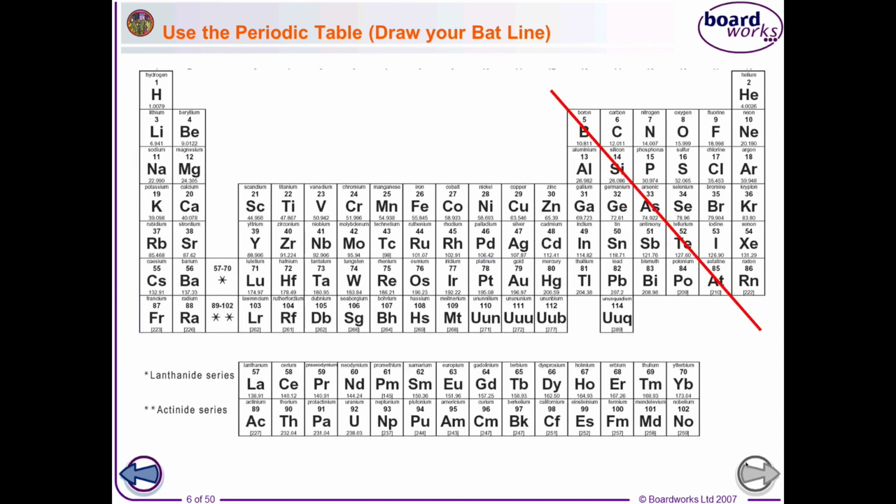Now, a bat line is simply a line running from boron down to astatine, hence the name bat. What that does is it separates the metals, which are on the left, from the non-metals, which are on the right hand side. There's only one element in the periodic table that doesn't fit this rule, and that is hydrogen. Hydrogen is a non-metal, and you've got to remember that. So the bat line will allow you to differentiate between the metals and the non-metals, but hydrogen is a non-metal, and that's very important that you remember, because hydrogen is present in an awful lot of compounds in chemistry that you could be asked questions about.